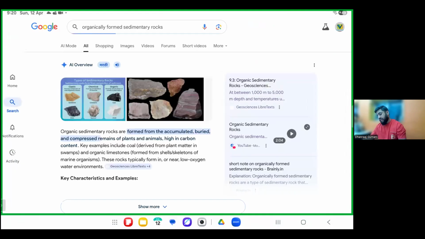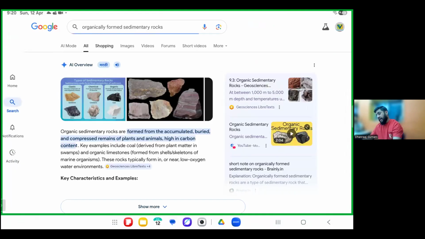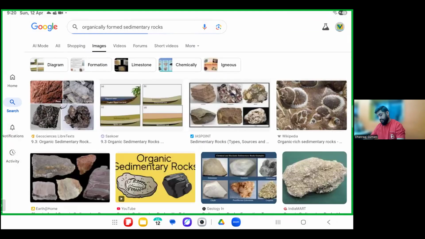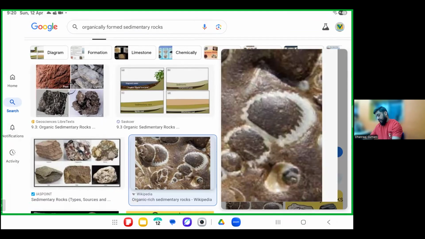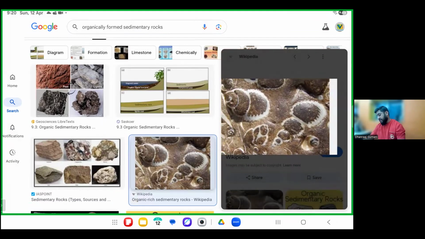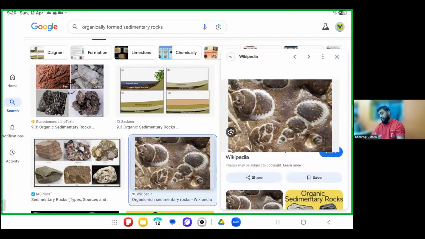Organically formed rocks are these where you get all dead animals and plants together. They are formed through the skeletons getting combined. Can you see this? There are skeleton shells and so on combined into a rock. Basically, they get formed into a rock.